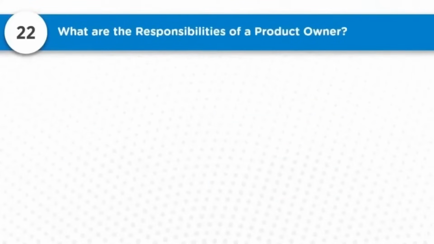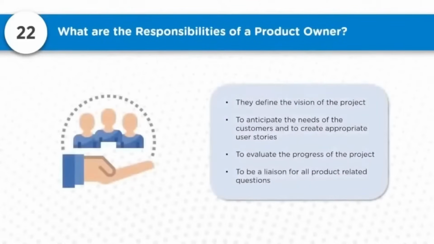So what are the responsibilities of a product owner? The product owner defines the vision of the project. They anticipate the needs of the customer and create appropriate user stories. They don't write user stories as such. The team should get involved to write the user stories. A lot of discussion and brainstorming has to happen to write user stories. But the product owner is accountable.